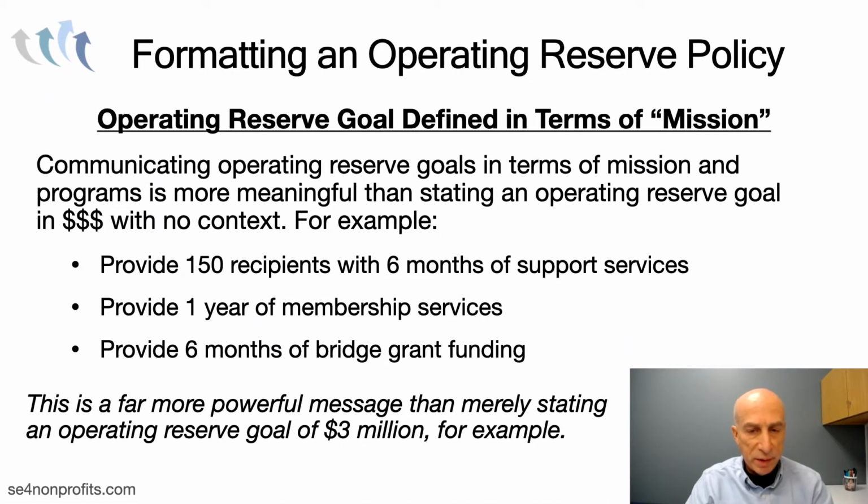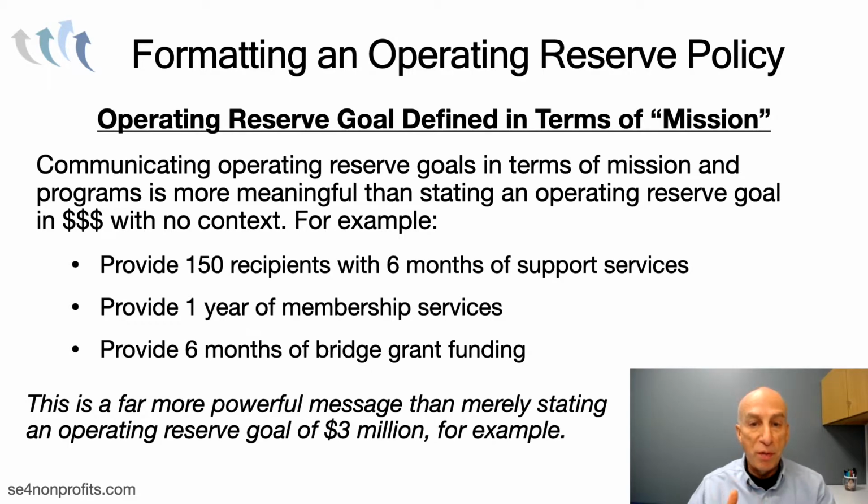Some examples of how to do that here are, you could see, provide 150 recipients for 6 months supporting services. If you're a membership organization, we want to have 1-year membership services bank, so we'll have continuity. If we lean on grants heavily, this way we can say that we will be able to bridge between grants, that we have 6 months of grant funding, and for cash flow purposes. And take a look at this bottom line here. It's so much more powerful than saying we have an operating reserve goal of $3 million. It's to state it in these terms, in terms of mission.